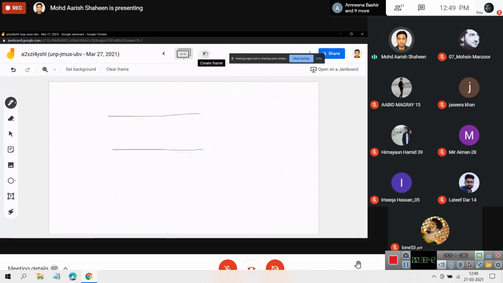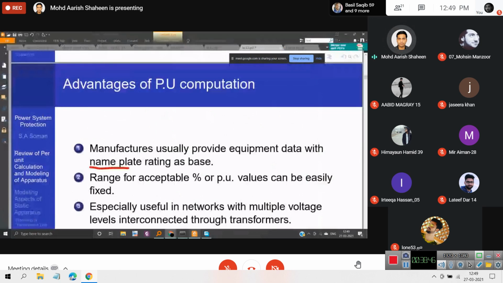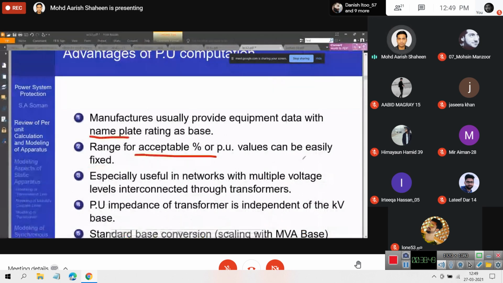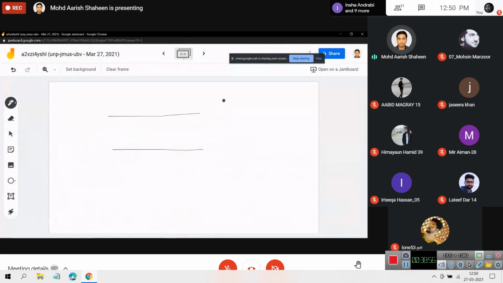So let's go back to where we had left off. This range for acceptable per unit values can be easily fixed. So for example, what does that mean? If you look at a transformer nameplate rating, in a practical power transformer, there is always a series impedance like this. There is also a shunt impedance. The shunt impedance is ideally infinity, and the series impedance ideally is equal to 0. It is a short circuit ideally.